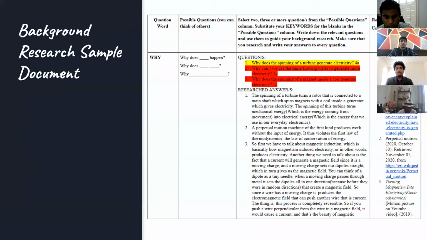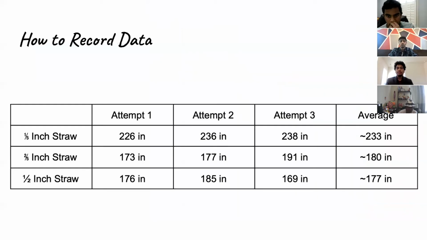This is the document you will be using to guide your background research. You can see the preliminary questions that are important to fuel your research: different question words, the possible question stems, space for your research answers, your APA style resources, and the final question about the formulas that might be used. Pratham will now continue to show you how to record data.